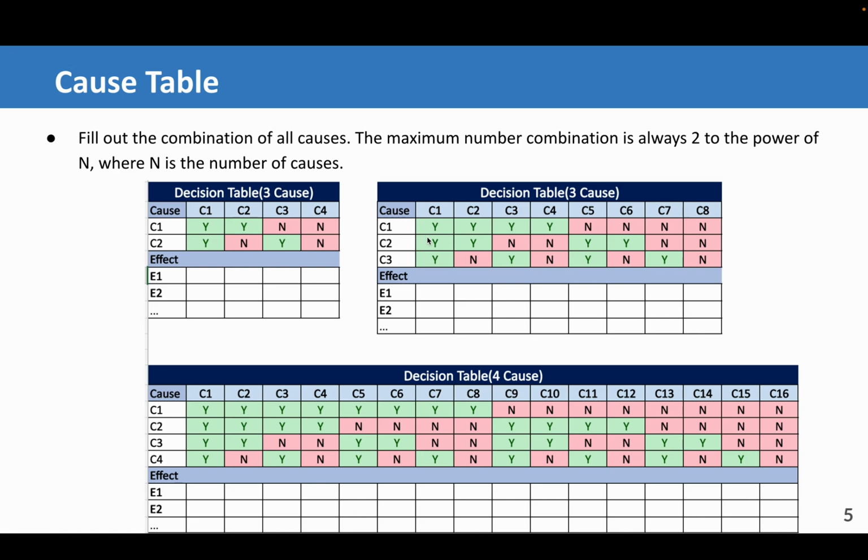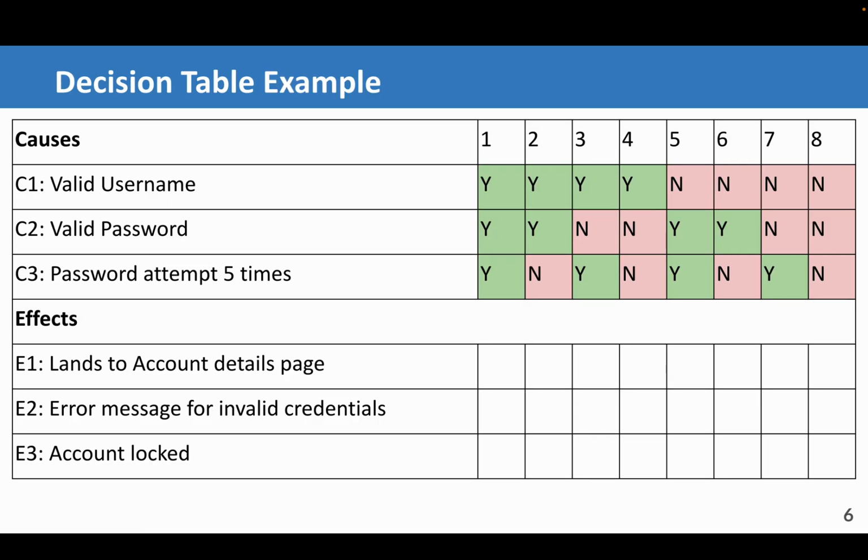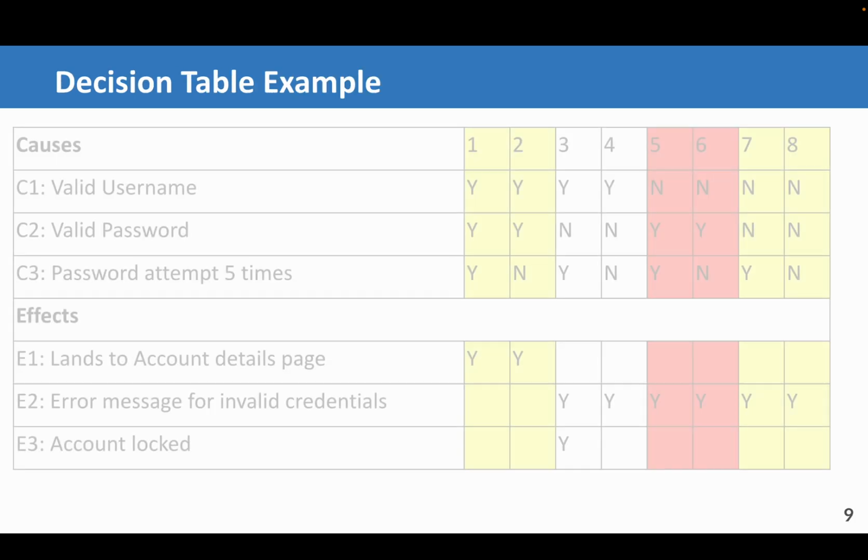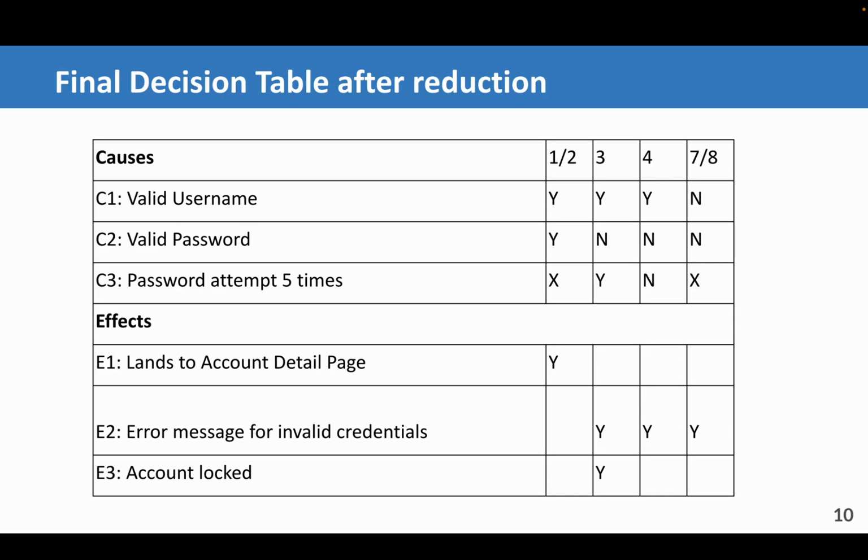So once we construct the decision table in this layout, or in this format, then we can first fill the effect based on the combination of causes, and then remove the illogical combinations, and then do the case reduction, and then we'll finally get our final decision table. So this is our final decision table.